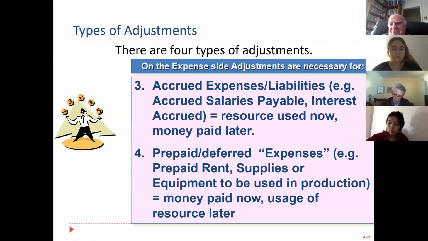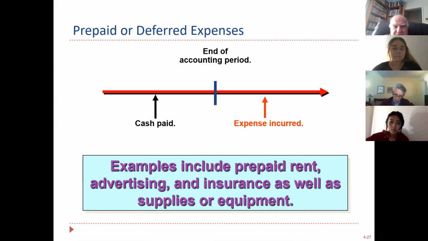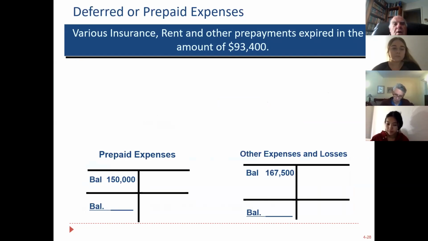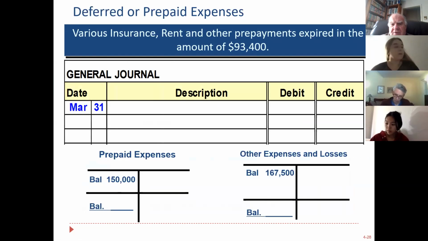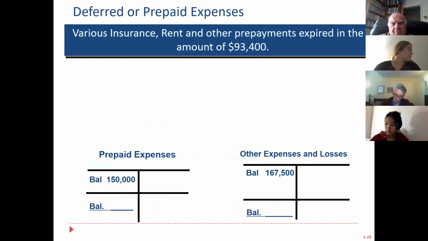Guess what? There are 4 kinds of adjustments: deferreds, accruals, and the revenues, expenses. Deferred expenses. Here we go. You're going to have a lot of these to work on. Prepaid rent, prepaid advertising, prepaid insurance, all kinds of things. Rent and other prepayments expired. Be sure to read the question correctly. I'm pretty sure after you do a little bit of homework, these prepaid journal entries are going to be pretty simple. But read the problem.